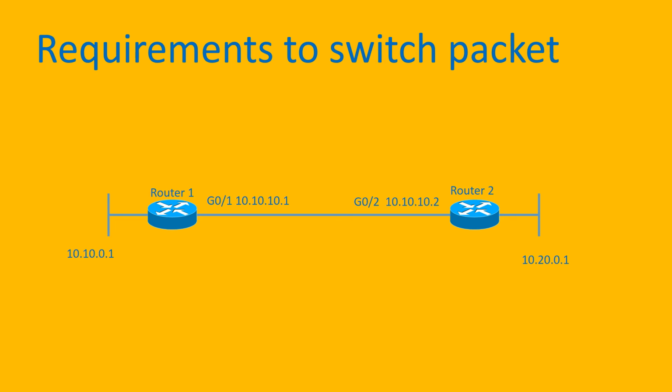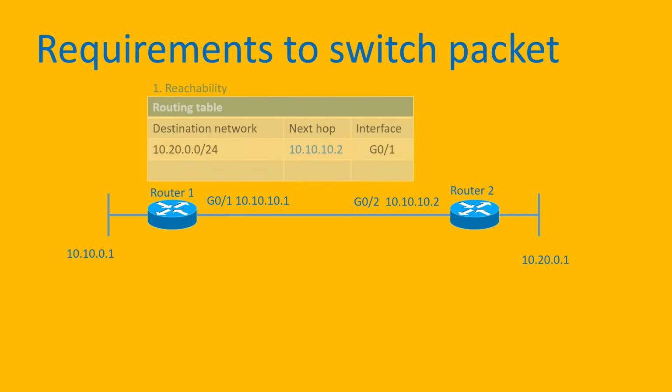So in order to perform process switching, the IP input process needs three pieces of data. The first one is reachability. The IP input process needs to look into the routing table to make sure the destination network exists in the routing table. And if so, it will look for the next hop IP address.